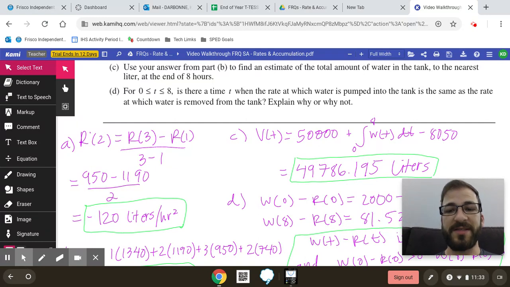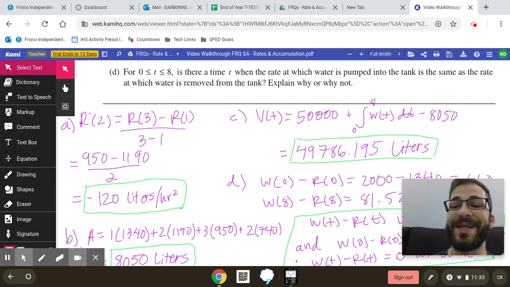because we want to take away all the water that's leaving. So 50,000 liters, plus the integral of this, which is going to be some amount of liters, and then minus 8,050 liters gave us 49,786 liters after 8 hours. So that's our big kind of mega equation.